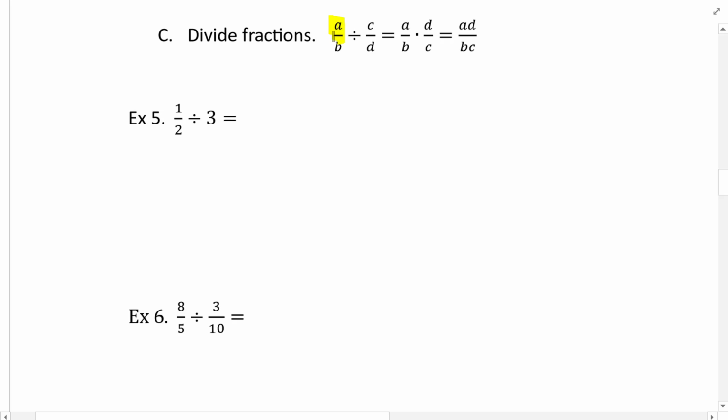So when we have to divide A over B divided by C over D, we keep the first fraction, A over B. We change the division into a multiplication, and we flip the second fraction. So you see how here it was C over D. Once we times it, we put D over C. And then we multiply across: A times D over B times C.